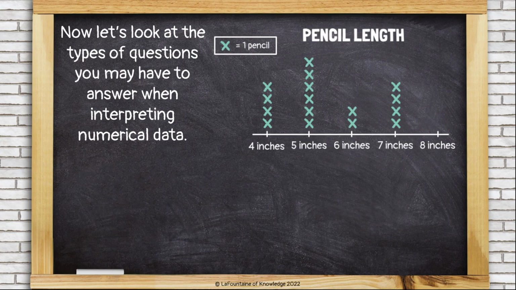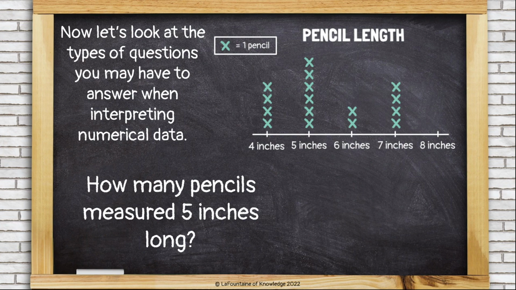Now let's look at the types of questions you may have to answer when interpreting numerical data, and these can be a little trickier. How many pencils measured 5 inches long? So let's look at 5 inches and be sure to look at the key. This tells me that each of these X's is worth 1 pencil. And there are 6 X's above 5 inches, so that means 6 pencils measured 5 inches long.